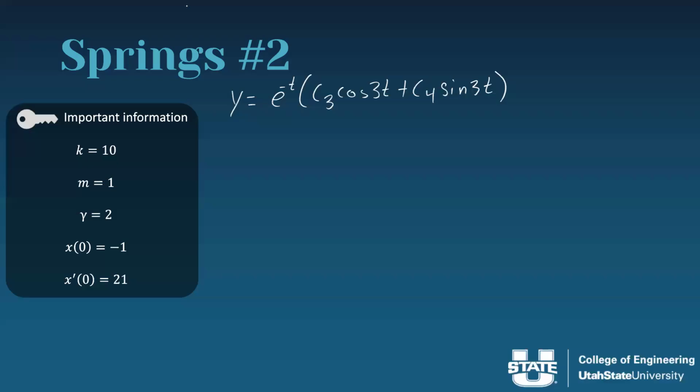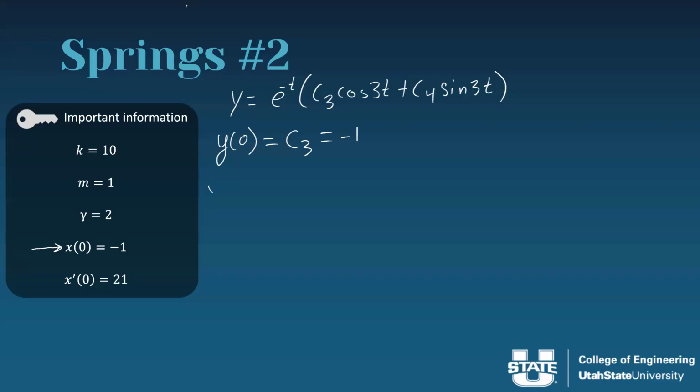Okay, so now we want to use our initial conditions. So first we'll use this one. So y of 0. What happens when e is raised to the power of 0? 1. And what is cosine of 0? Just kidding. No, we got C3. What's sine of 0? 0. And so all we're left with is our C3 equals minus 1. All right. Now we have C3, but we still want to find out what our C4 is.